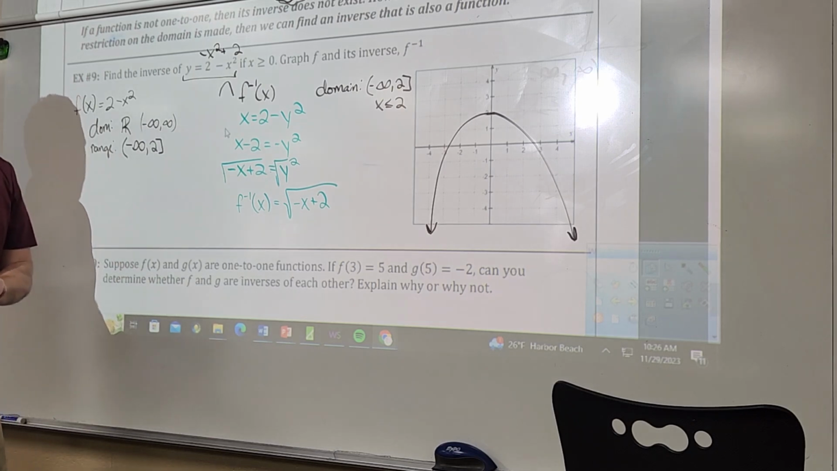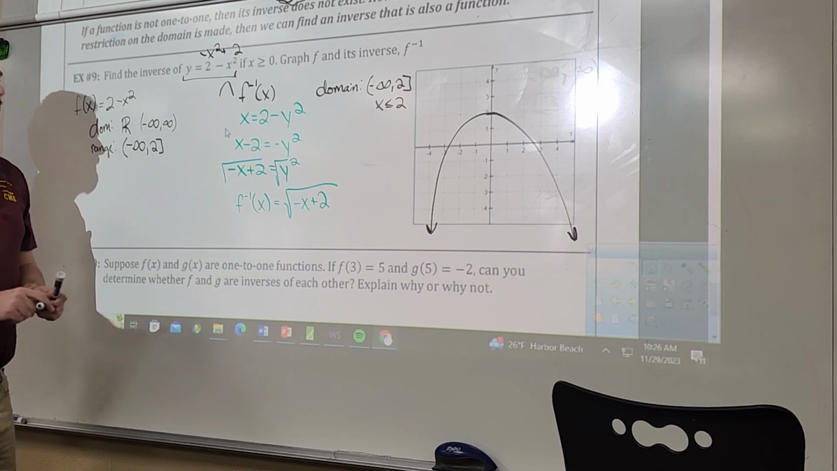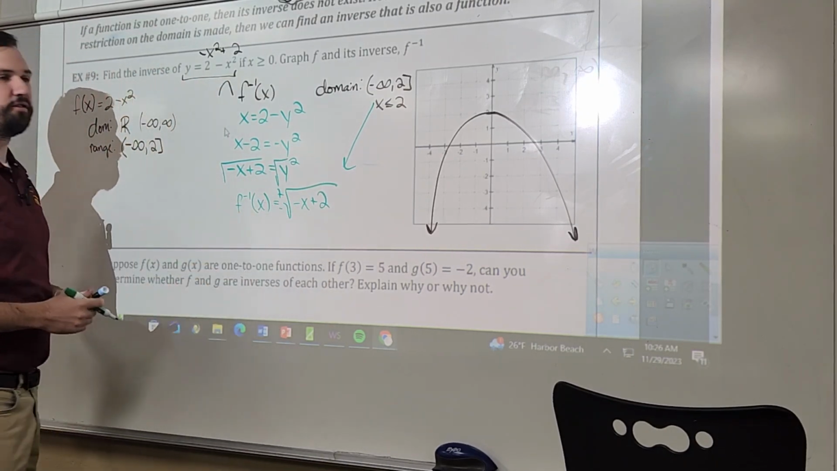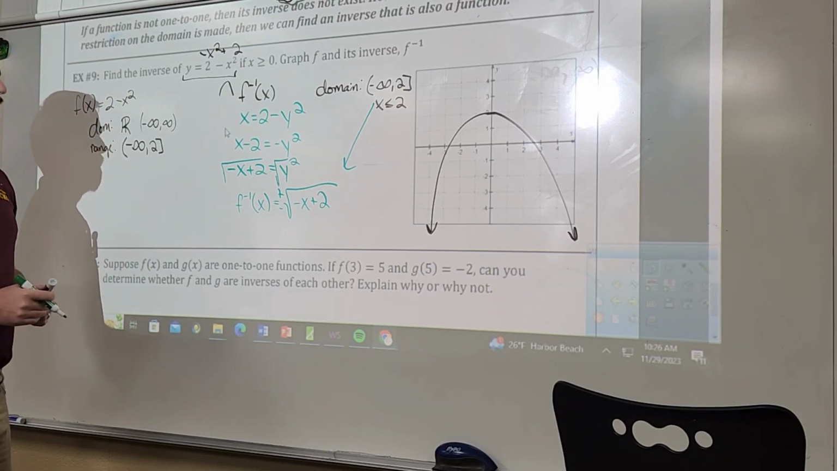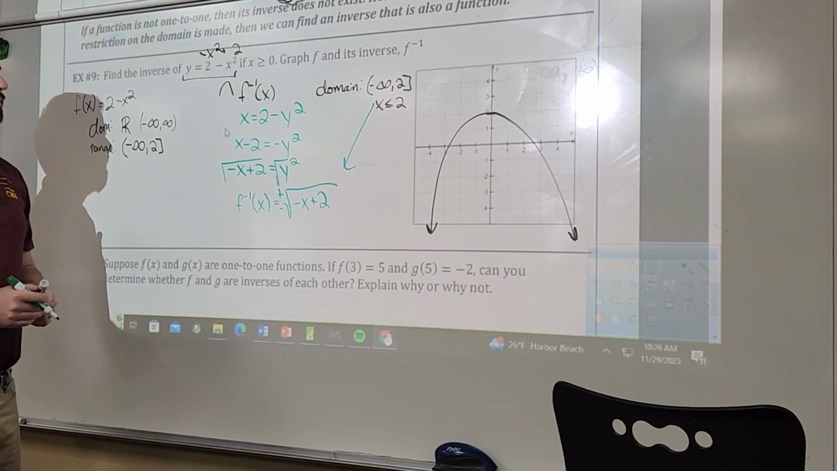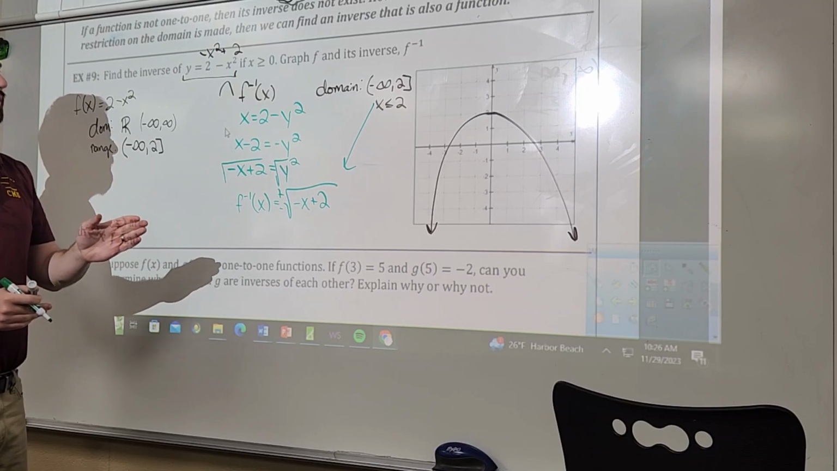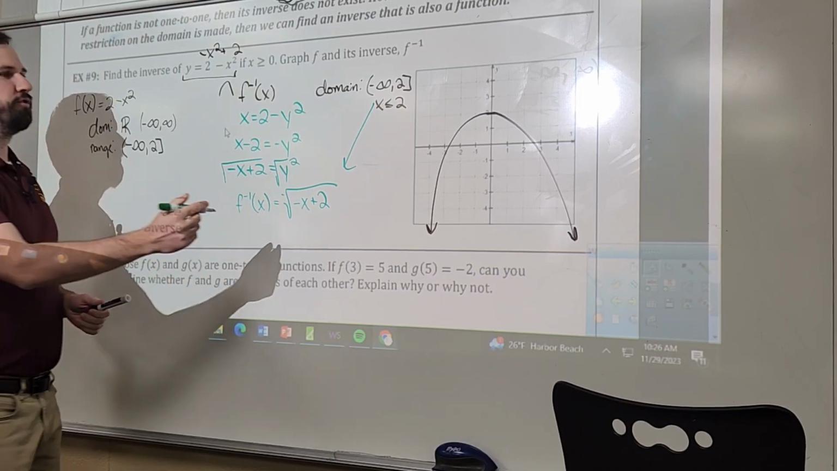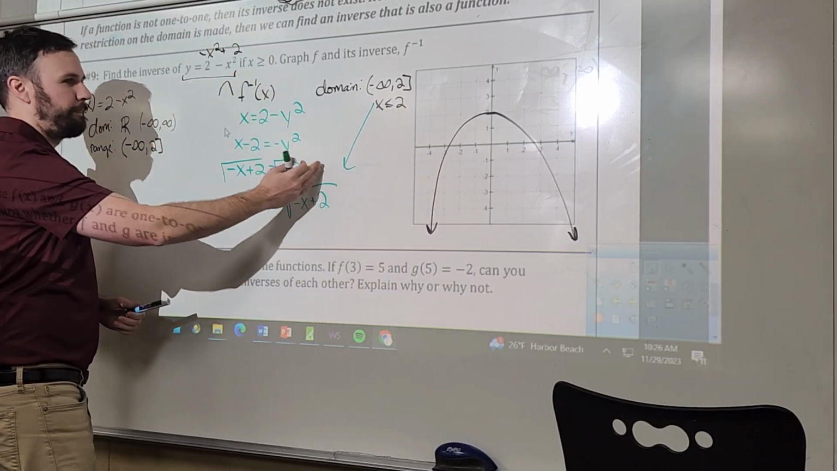Let's see if we did it right. I could probably graph this. I'm restricting the domain, right? Because technically this would be plus or minus. Do you agree on that? But I'm only going to do when x is less than or equal to 2. So I'm just going to do from here on over.